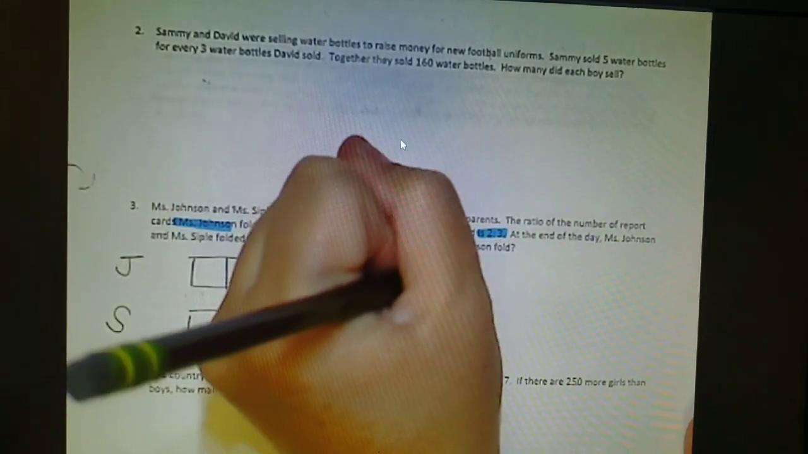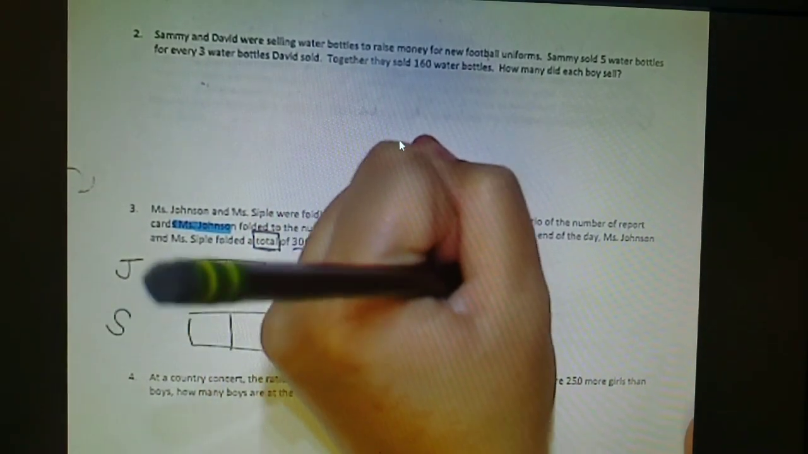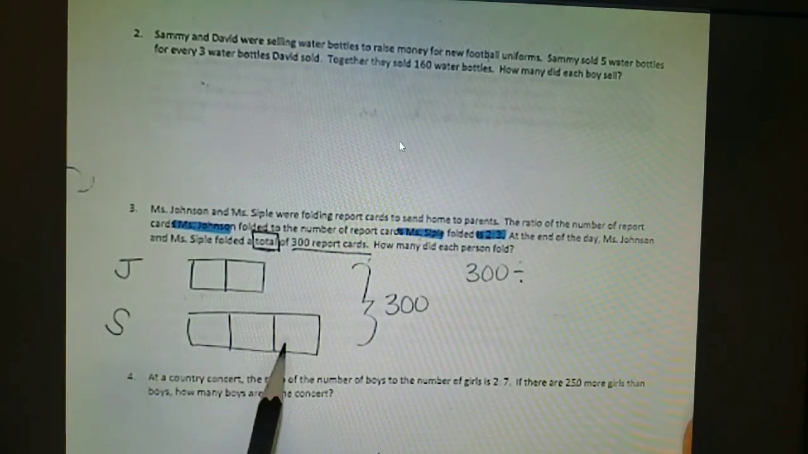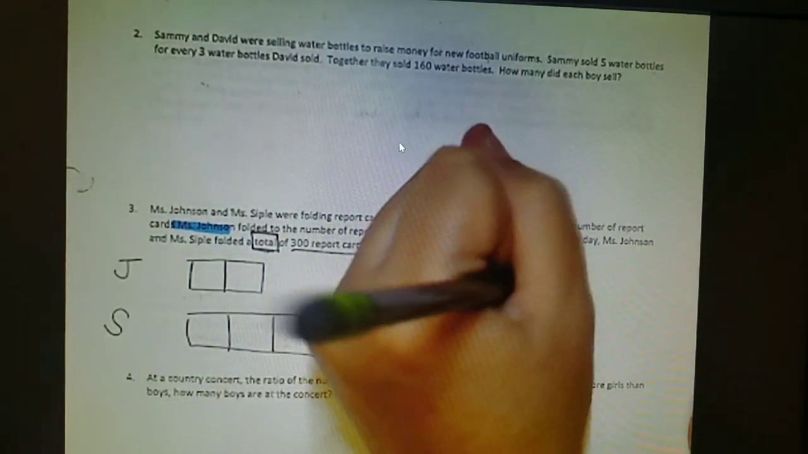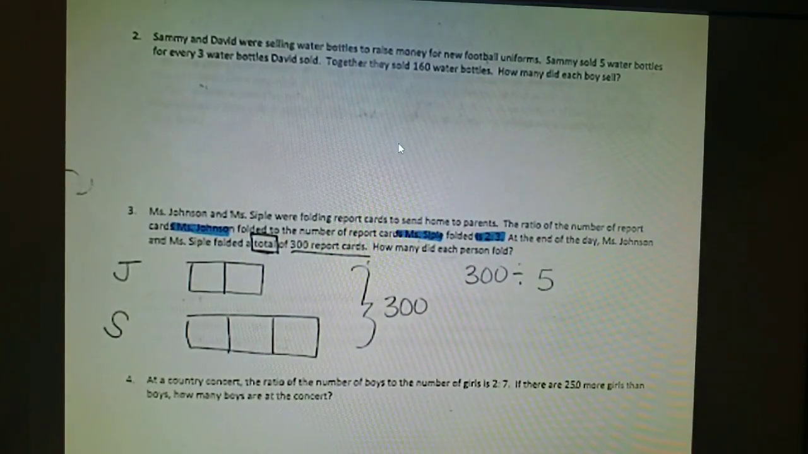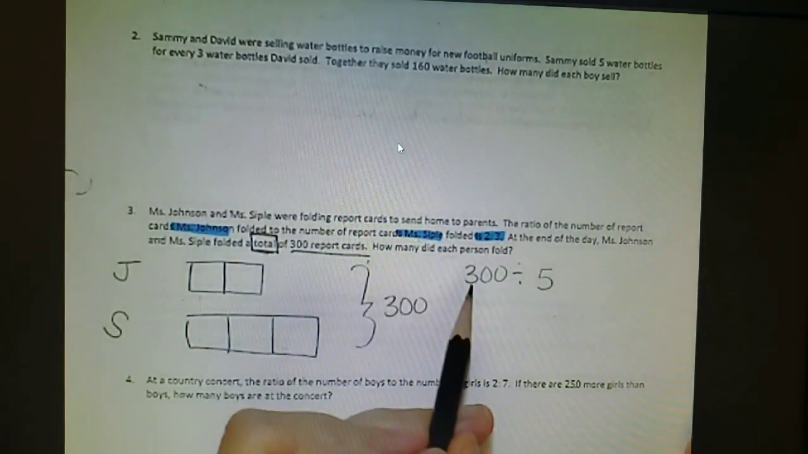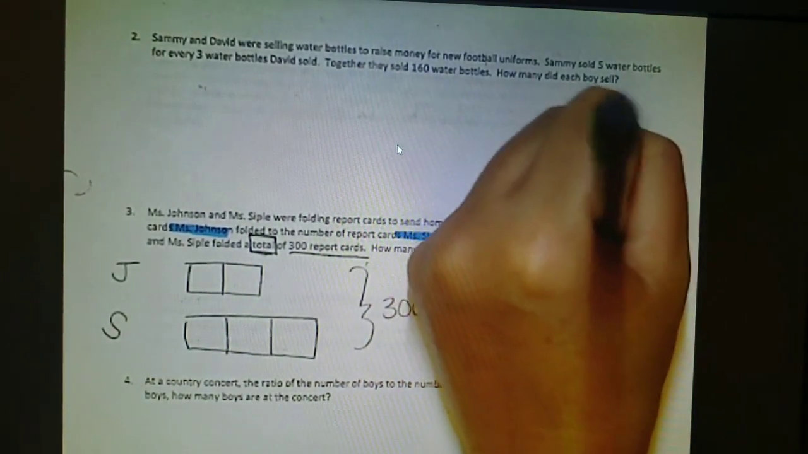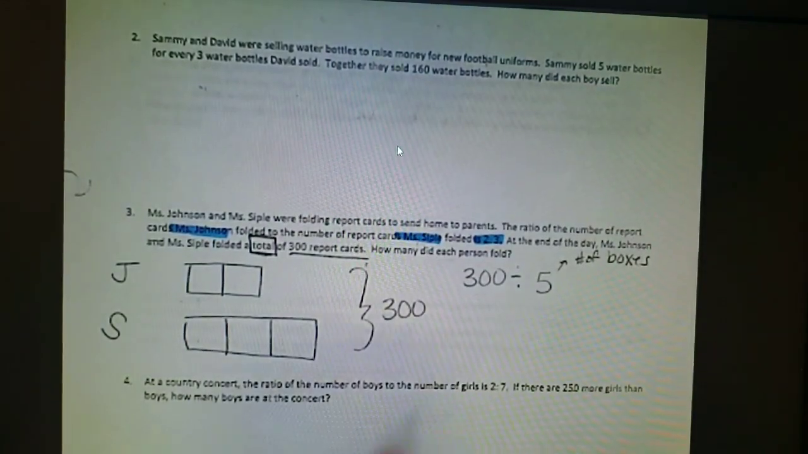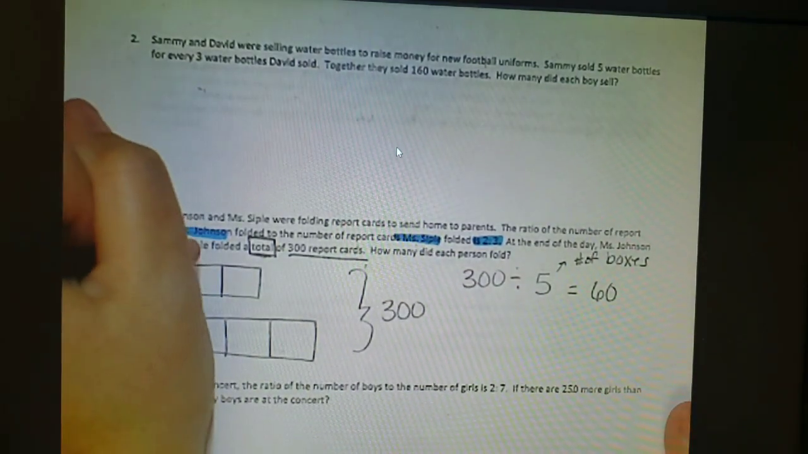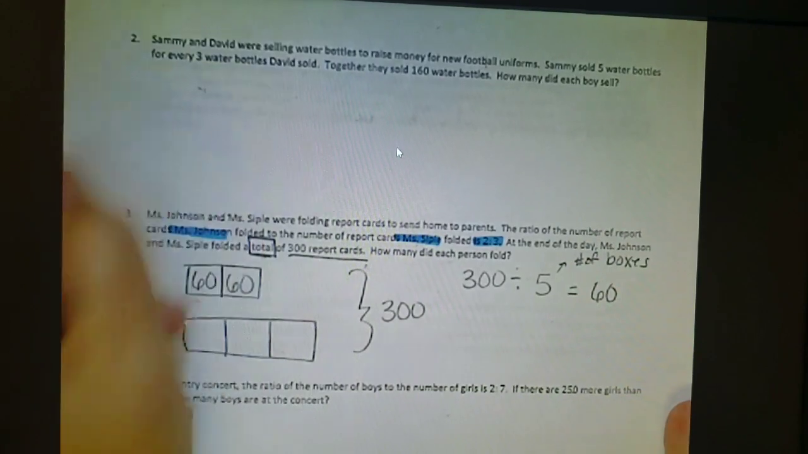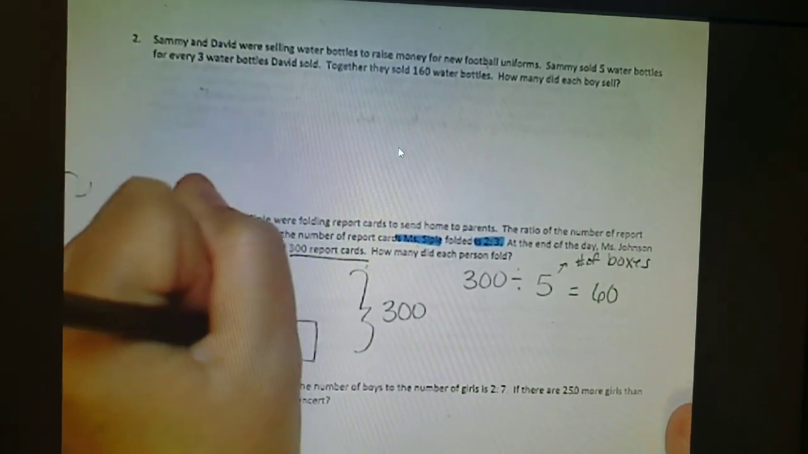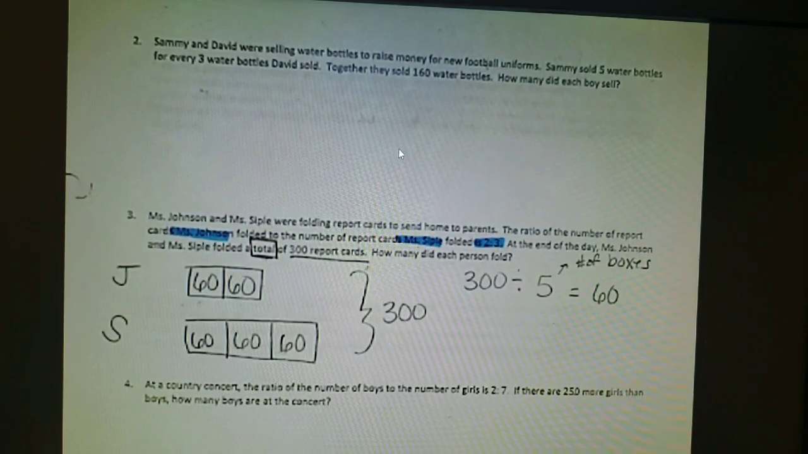Okay, so when we're looking, we are now going to take 300, our total, and we are going to divide it by 1, 2, 3, 4, 5, because that's how many boxes that we had. Okay, so we're going to have 300 our total, divide it by 5, which is our number of boxes, just in case you forgot. So 300 divided by 5 is 60. So each one of these is 60. Remember that each of the boxes are equivalent. They have to have the same amount in them.